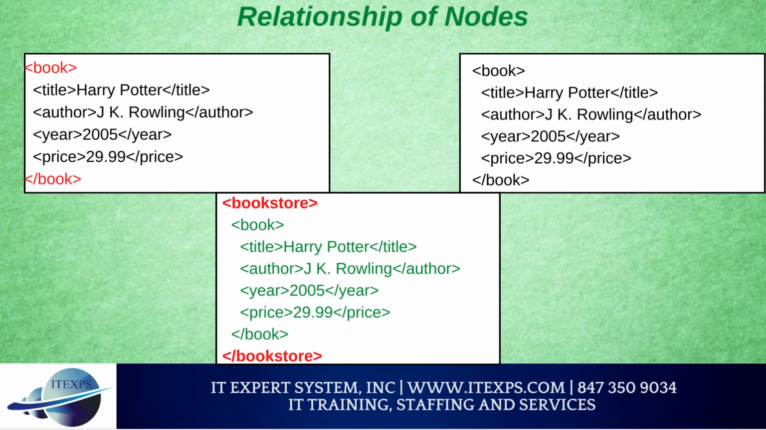Children. Element nodes may have 0, 1, or more children. In the following example, the title, author, year, and price elements are all children of the book element.